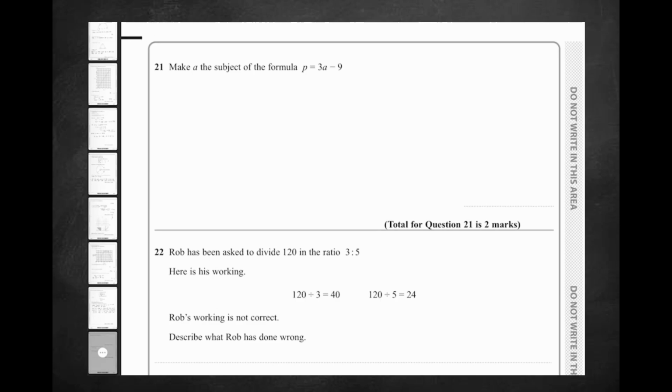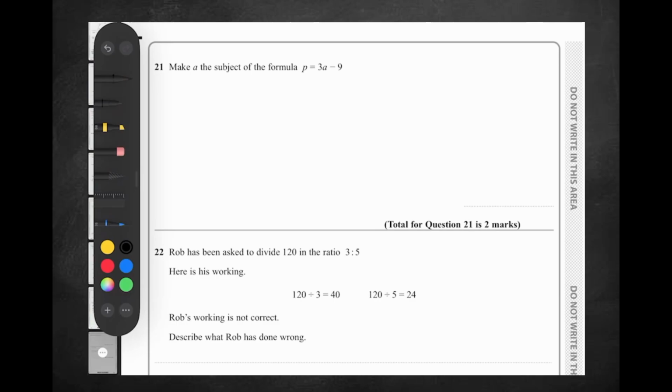Question 21. Make A the subject of the formula. So to do this, we just need to get A on its own. So what we're going to do is add 9 to both sides, which just gives us 3A on its own. Take A to this side. And then we're just going to divide both sides by 3. And that's our answer.